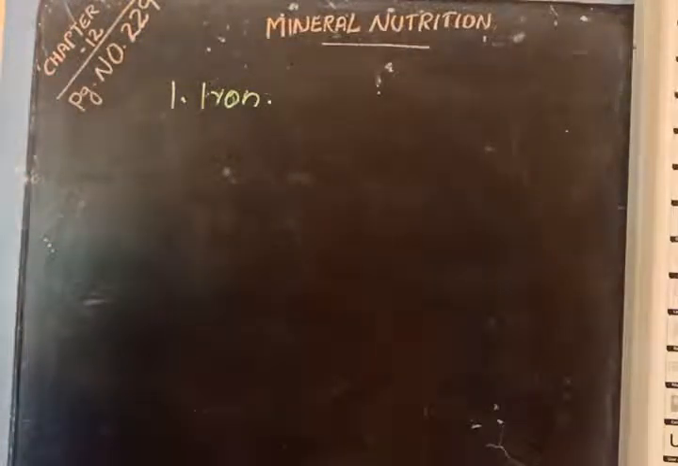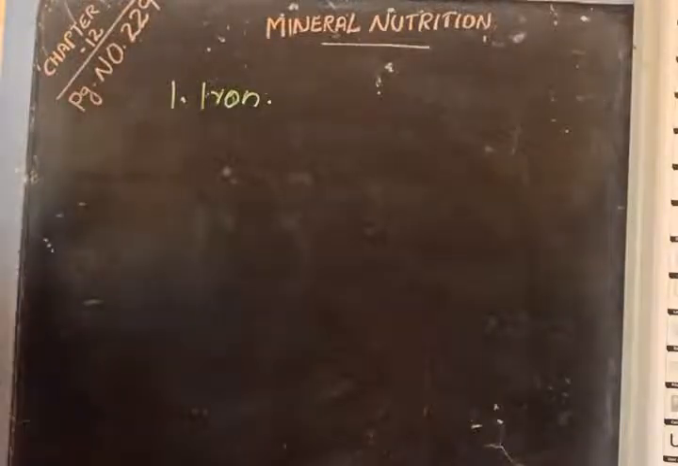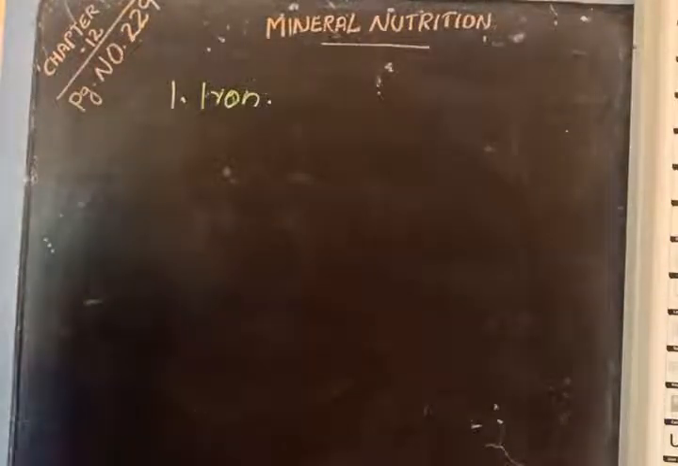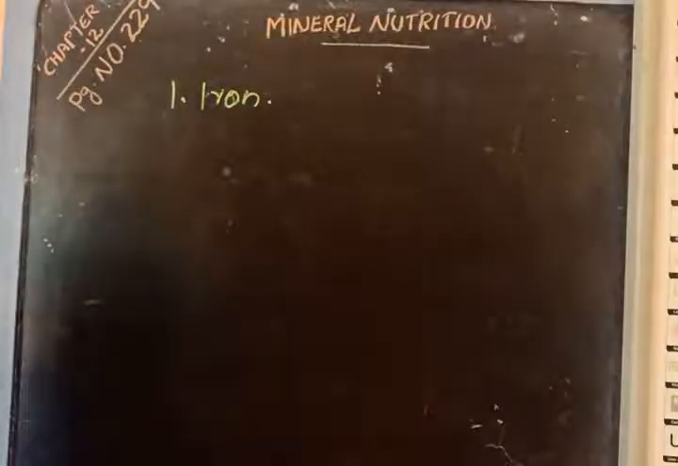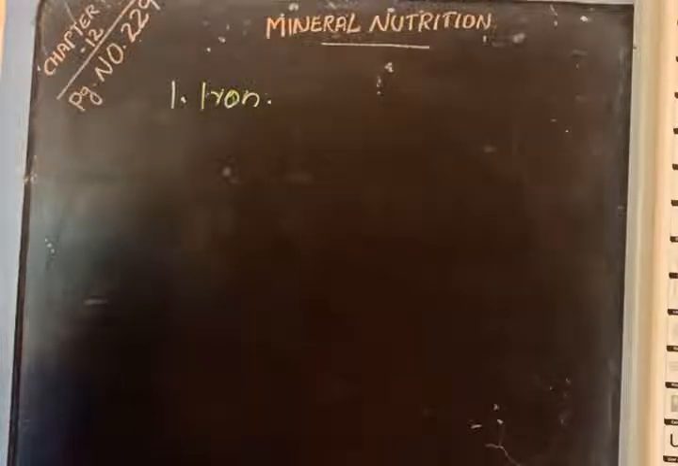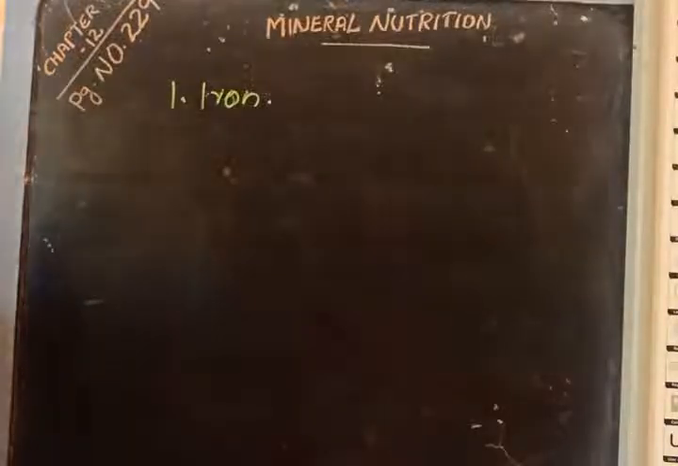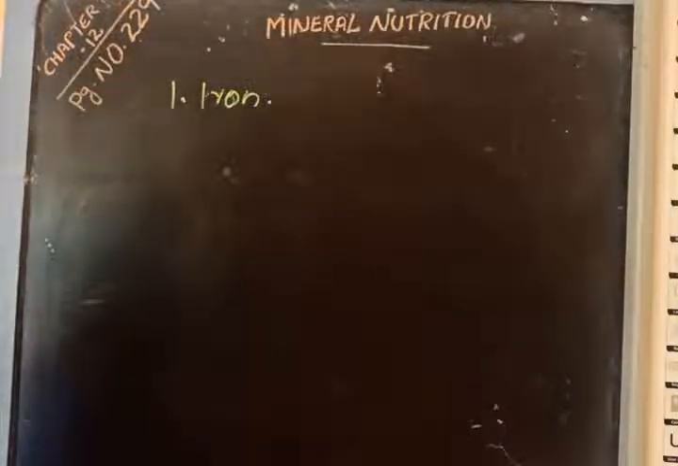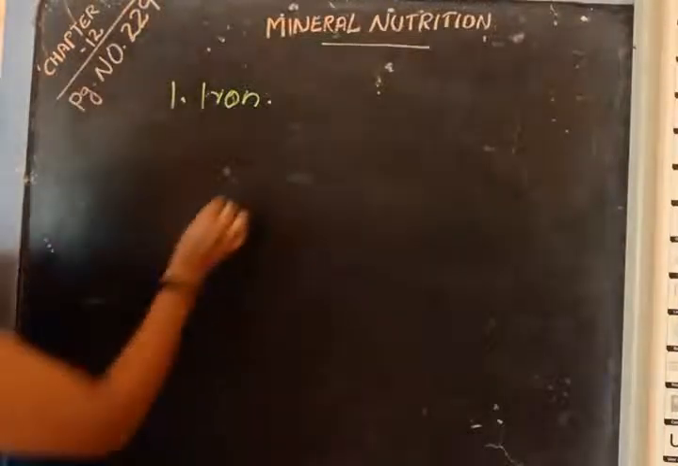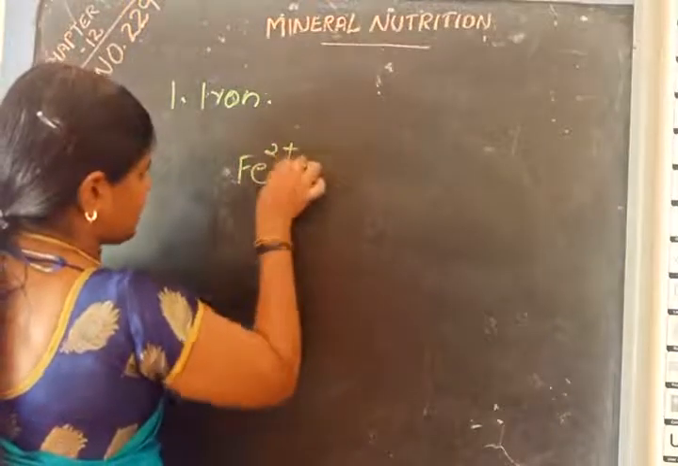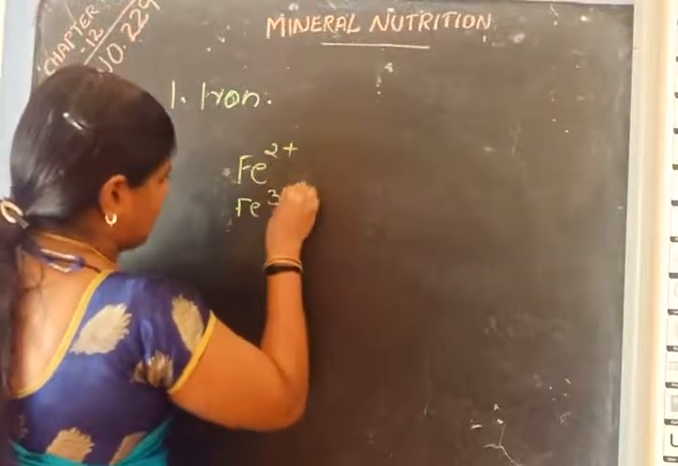Iron is an essential element for the synthesis of chlorophyll and carotenoid. It is also a component of cytochrome, ferredoxin, flavoprotein, formation of chlorophyll, porphyrin, and activation of enzymes like catalase and peroxidase. It is absorbed in the form of ferrous and ferric ions.